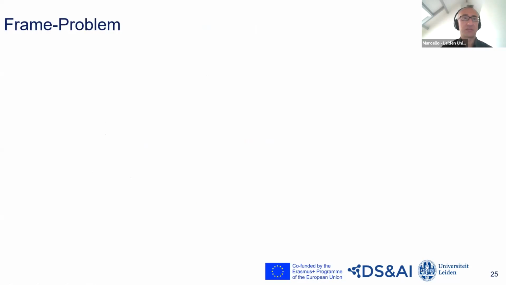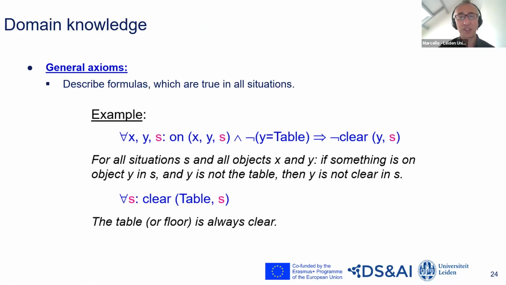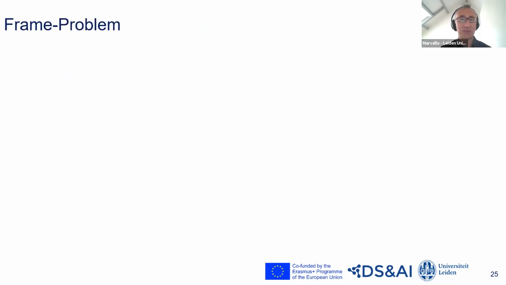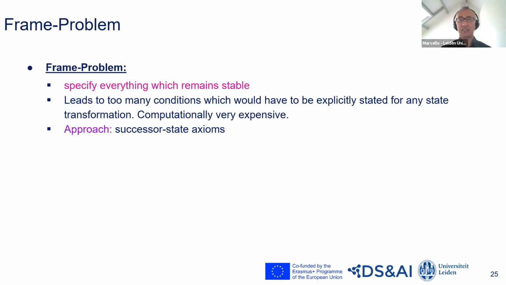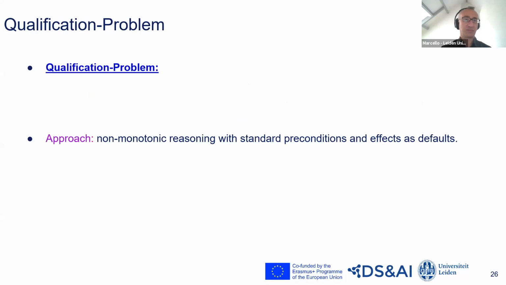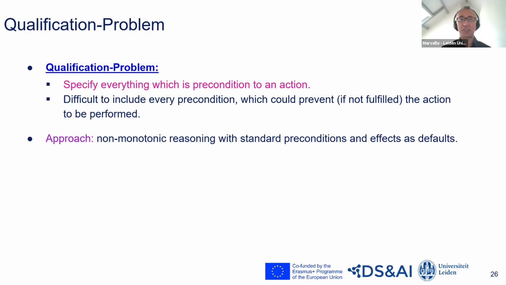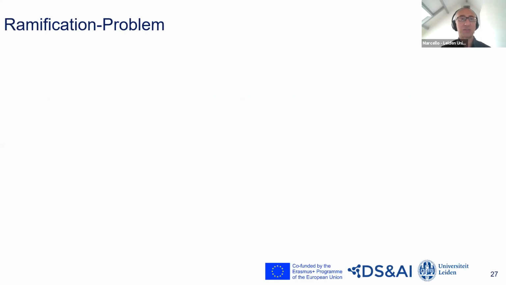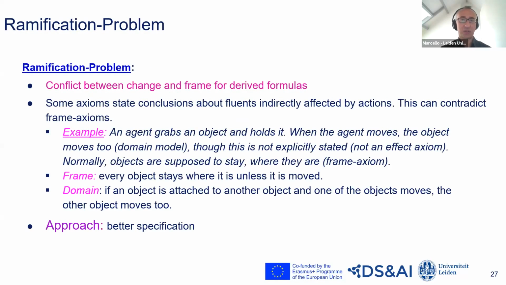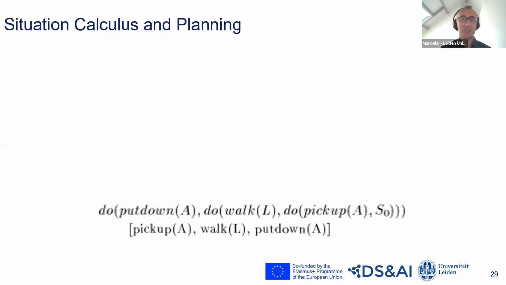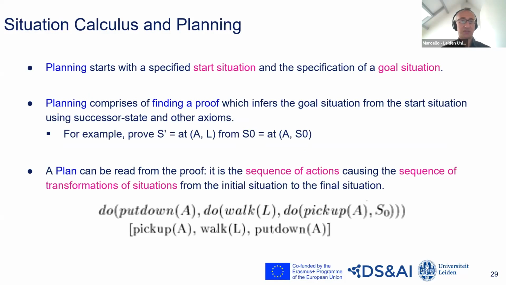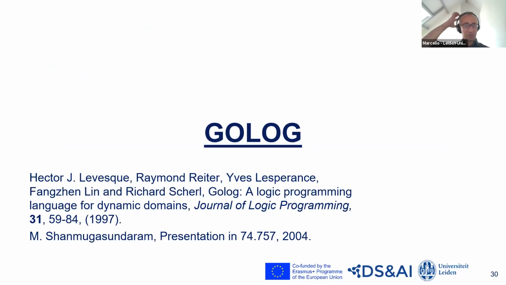Okay, so you have to have some domain knowledge to have the idea of what does not change, for example. And here is just a list of problems that are attributed to the situation calculus. There are all kinds of problems; we don't need to go into the detail. And then how this is used for planning. It is used, for example, with the language Golog, which is a variation of Prolog for situation calculus.